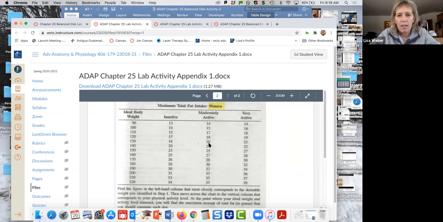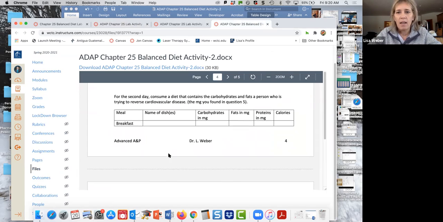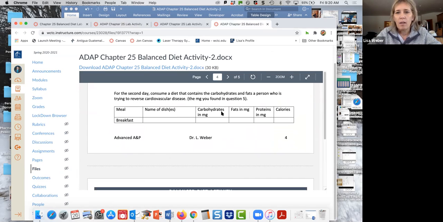So a person that weighs 140 pounds, and is moderately active, meaning they're doing some type of 30-minute exercise 3 to 4 days a week, would be trying to lower their fat intake to 21 grams per day. And that's what you would want to use in your balanced diet activity on that second day, to try to keep those grams of fat down to 21 grams of fat.